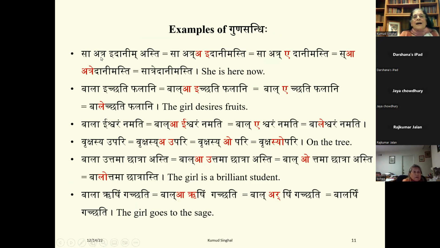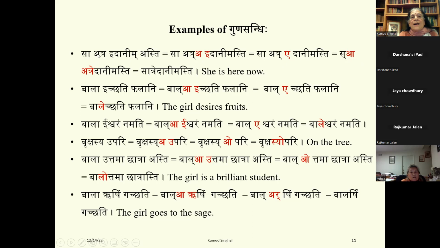So, sa atra idānīm asti. Idānīm means now. So, she is here now. Atra ends with a. Idānīm starts with i. So a and i are dissimilar vowels, so they both will be replaced by e. So tra and i will become tre. So this will be atra, and idānīm will be atre dānīm, right? So atre dānīm. And here there is a dīrgha sandhi also happening.